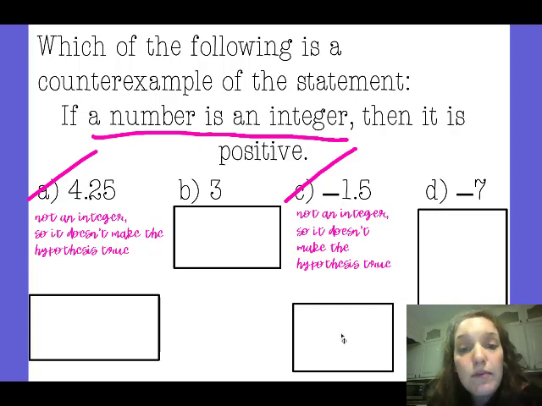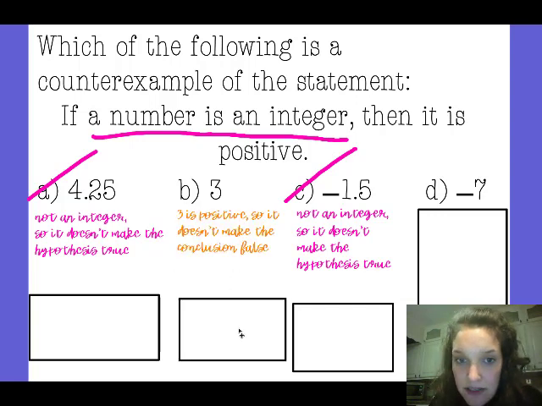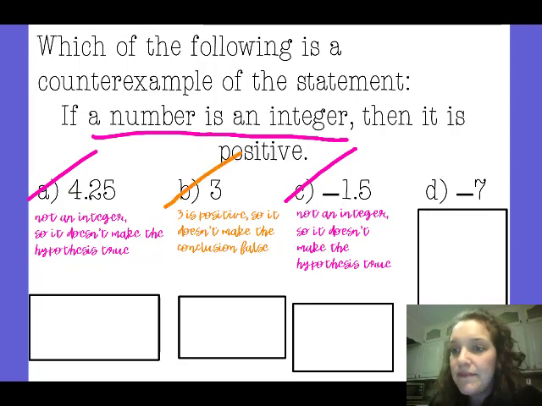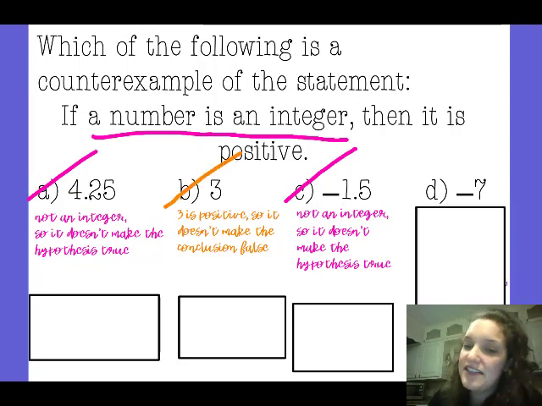And then for option B, 3 is an integer. So this hypothesis is true, but we need to make the conclusion false. So 3 is a positive number. 3 is positive, so it doesn't make the conclusion false. So it's not a counterexample. It's just an example. Here's an example of a positive integer. So 3 gets eliminated. And so that leaves us with D, negative 7.